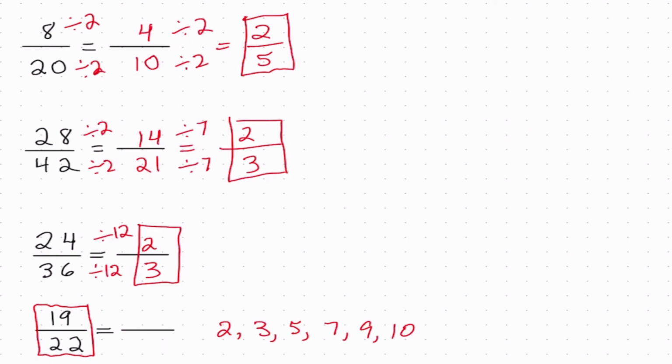Sometimes you'll have bigger numbers, and it may not seem like it's simplified, but it is, because you can't find a number that can divide into both those the same. That is simplifying fractions.